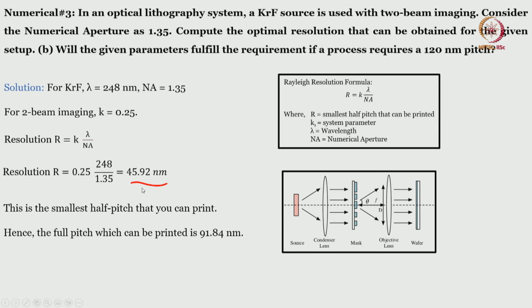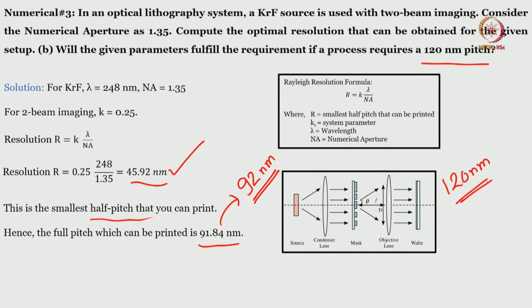So what I mean to say is that this resolution is about 46 nanometer, which is the half pitch that you can successfully print on the wafer. That gives me a full pitch of 91.84. To make it even simpler, 92 nanometer pitch: this existing experimental setup can give me 92 nanometer pitch. Now, how much pitch do we want? That is 120 nanometer, whereas with this setup you are able to get 92 nanometer very easily. Hence, for anything greater than 92, obviously your system would be able to do that.